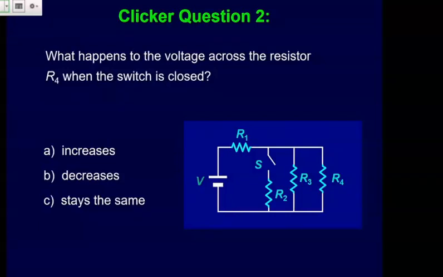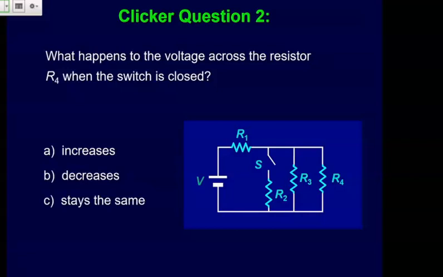Anybody? Yeah, up here. Okay, everybody, please, we're trying to listen here to one of our classmates. Okay, so the voltage across parallel resistors is the same, and so it should stay the same. Anybody else have something else that they were thinking? Yeah, what? R3 and R4 are parallel resistors, so the current that flows through R1 is equal to the current that flows through R3 and R4.